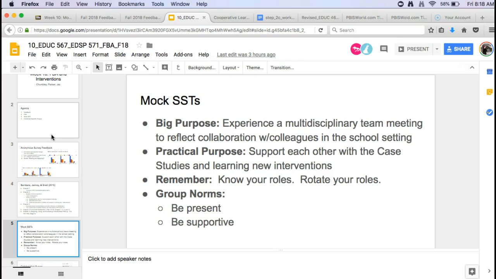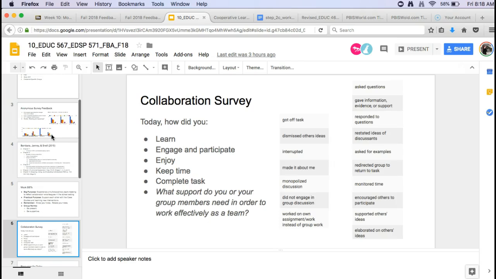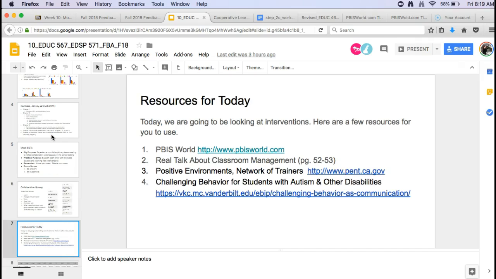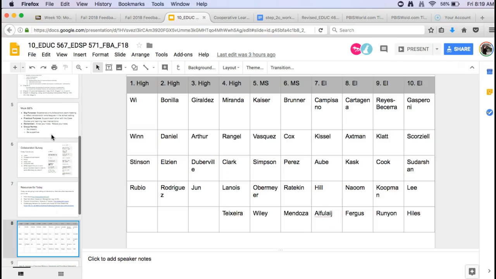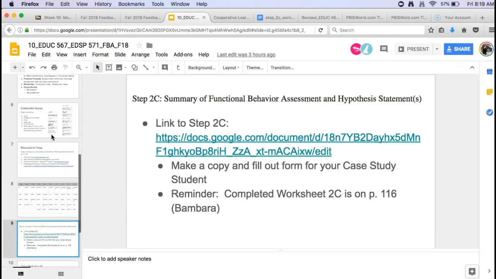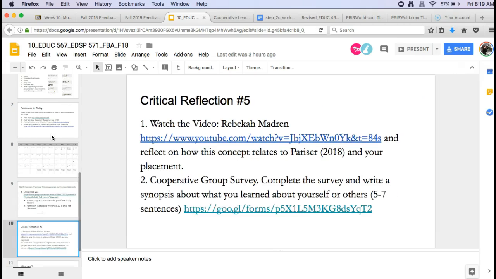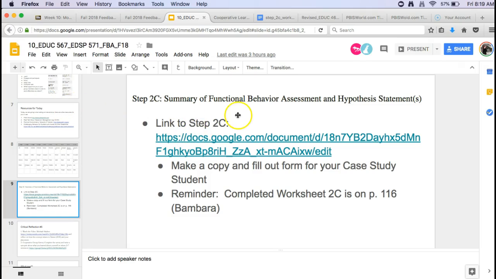We talked about the purpose, the why of the SSTs, the collaboration survey, which hopefully you have finished, the different resources for looking at interventions, and those are our groups. And then the step 2C, summary of functional behavior assessment and hypothesis statements.